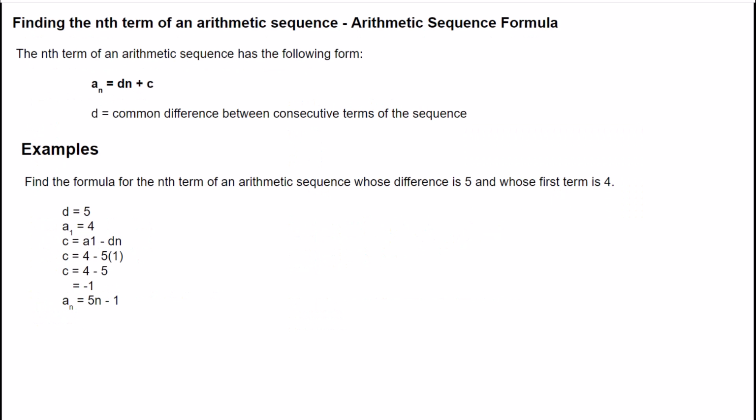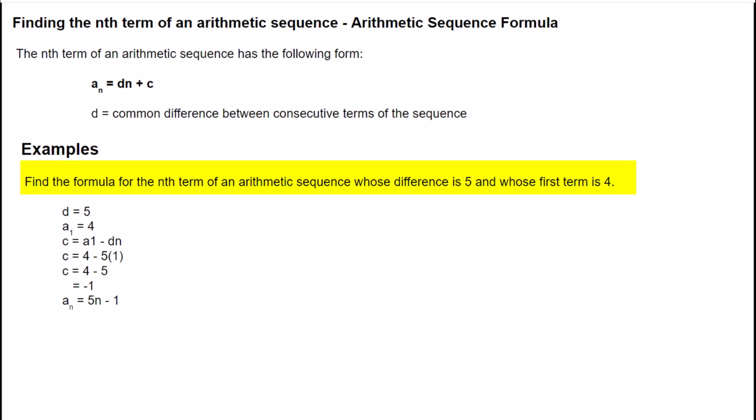On an exam or quiz, there are a couple of different questions you're likely to get for this topic. One thing you may be asked to do is, when given a sequence of numbers, define d. Or you may be asked to identify what type of sequence it is. And if d is a constant number, you'll know it's an arithmetic sequence. Another type of question you may get will be to find the formula for the nth term of an arithmetic sequence when you're given the difference and some term, usually the first term.